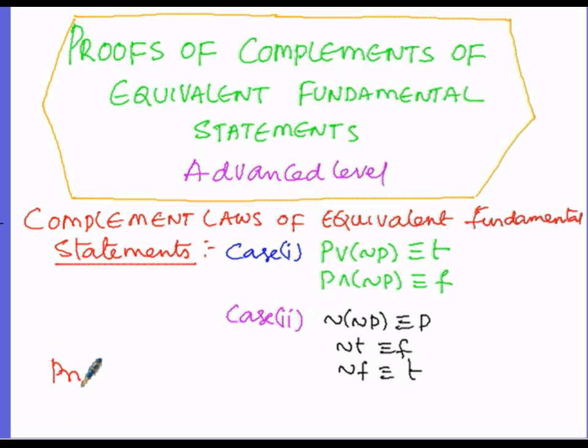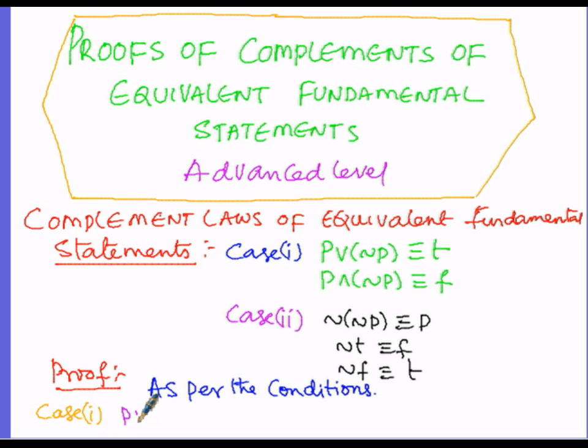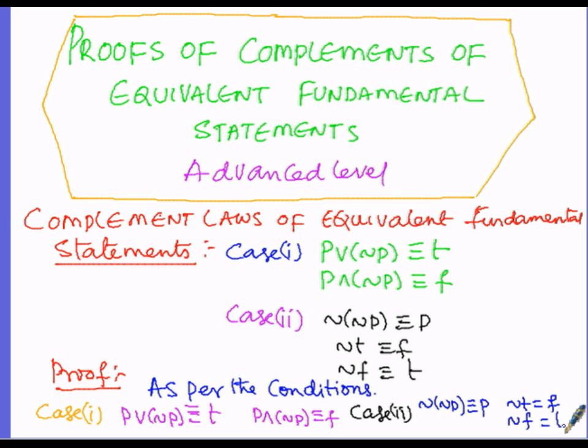Then the proof starts for all the cases. As per the statements given to us, case number 1 is P or negation P is identically equal to T, and the second one is P and negation P is identically equal to F. In case number 2 we have to prove that negation of negation P is identically equal to P, negation of T is equal to false, and the negation of false is true. These are the 5 cases which we are going to prove under the complement laws.